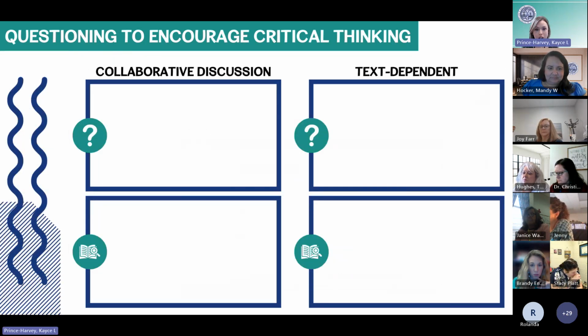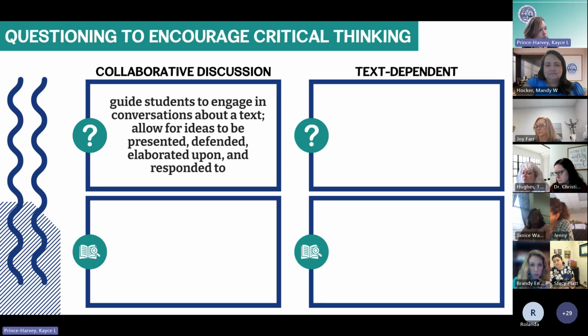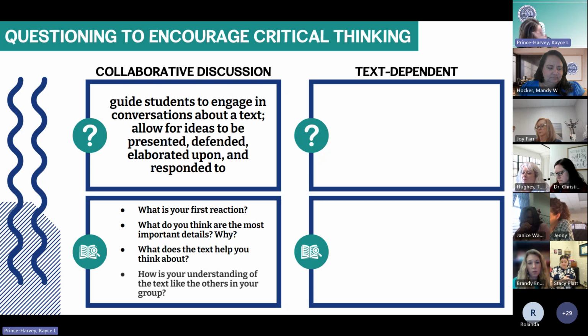So we can address that through two types of questioning, our collaborative discussion questions and our text-dependent questions. Collaborative discussion questions are ones that guide students to engage in conversation about text. It allows for ideas to be presented, defended, elaborated upon, responded to. So things like, what is your first reaction? What does the text help you think about? So these are discussion questions that would happen, you know, within your group of students.